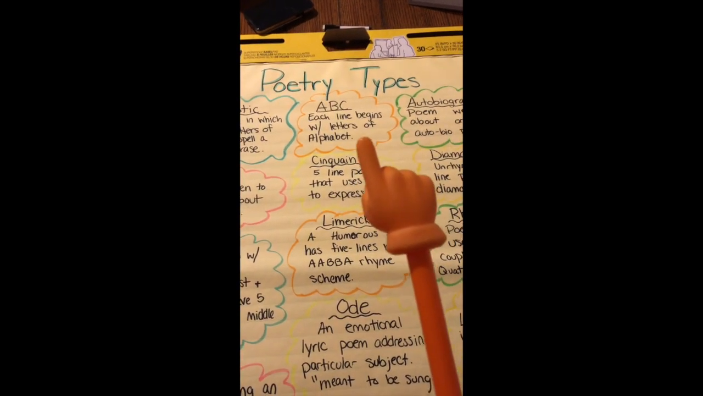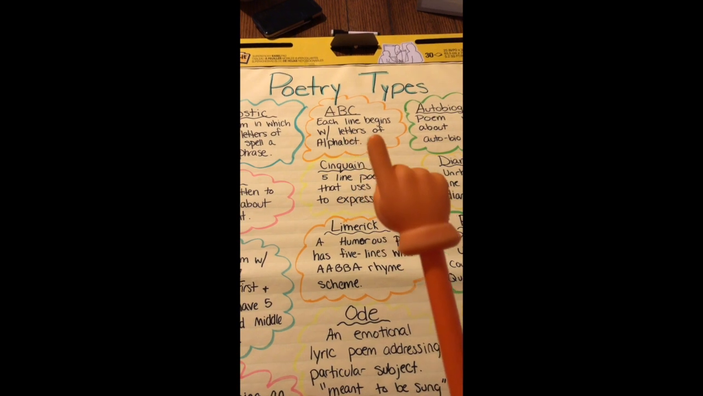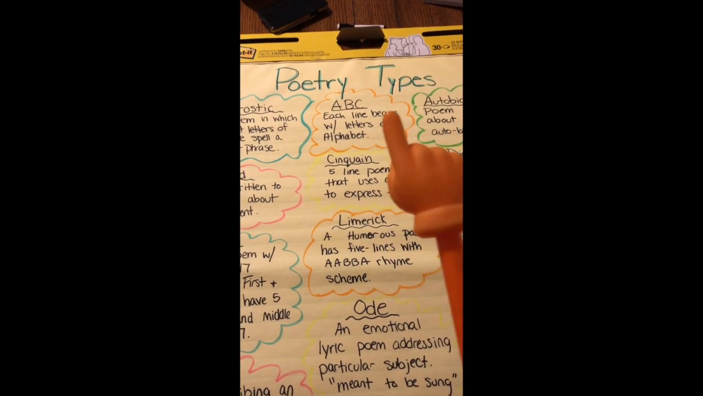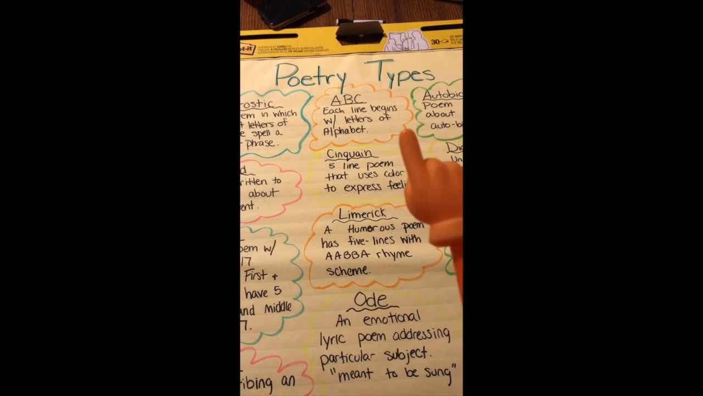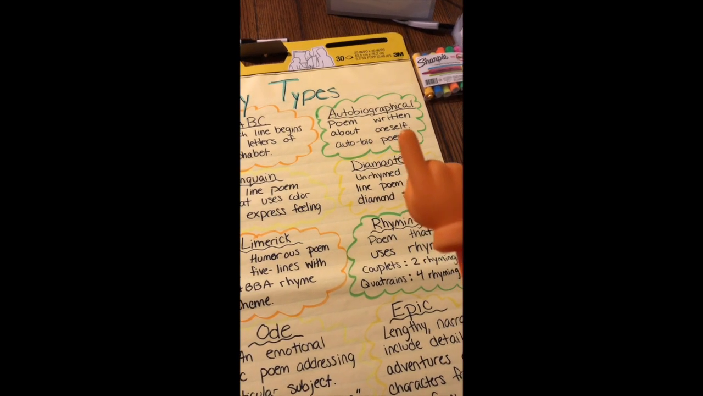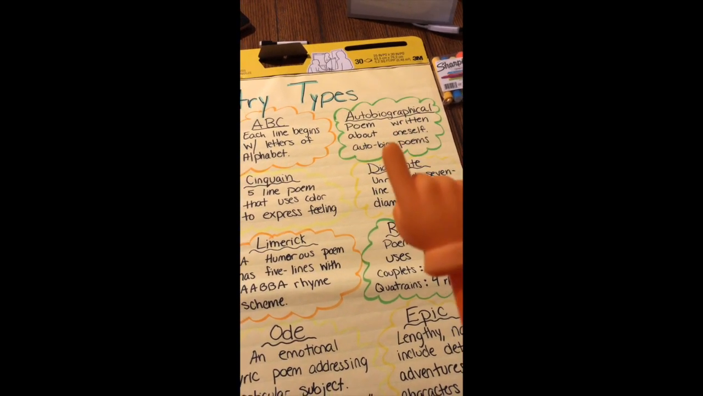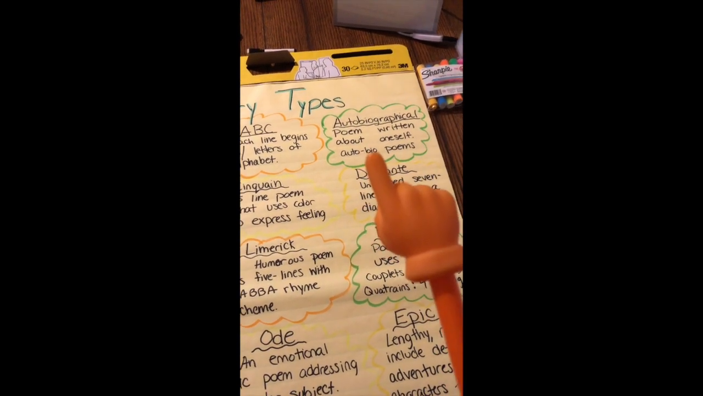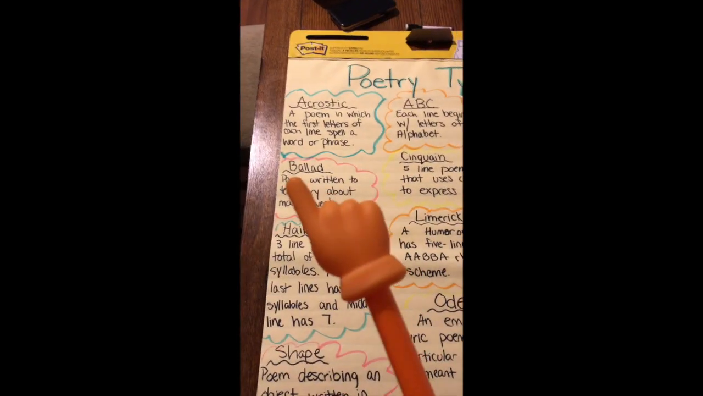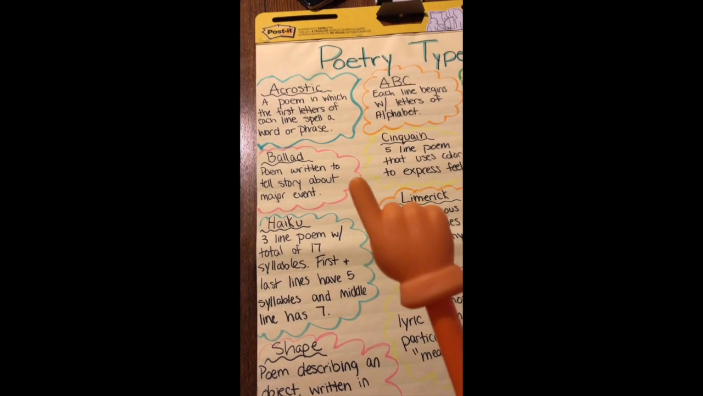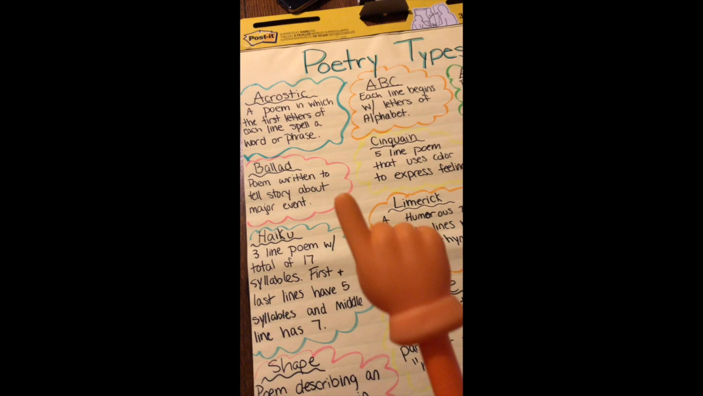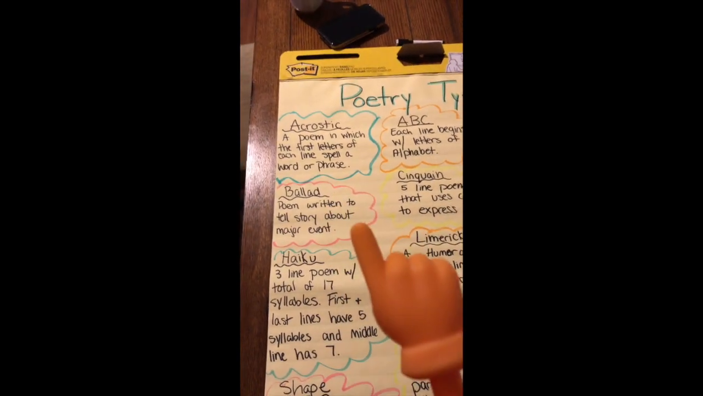The next one, an ABC poem, is where each line begins with a letter of the alphabet. So if your first line begins with A, your next line would be B, and then the following line would be C, and so on to Z. An autobiographical poem is a poem written about oneself. So it's kind of like an autobiography. Okay, it's a poem written about you. A ballad. A ballad is a poem written to tell a story about a major event. Okay, so a ballad tells a story about a major event that has happened in the past.